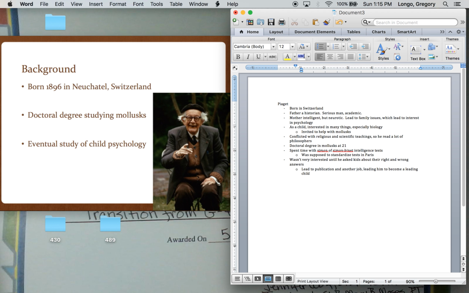Also, he started taking more detailed notes on children, and specifically his children. And his notes on his children were actually responsible for a decent amount of his theories. They weren't the sole way that he got much of his information, but they definitely helped spur some of his thoughts on the topics.